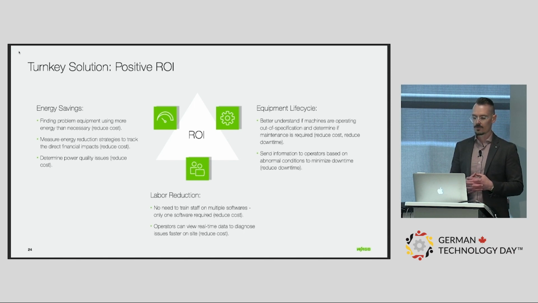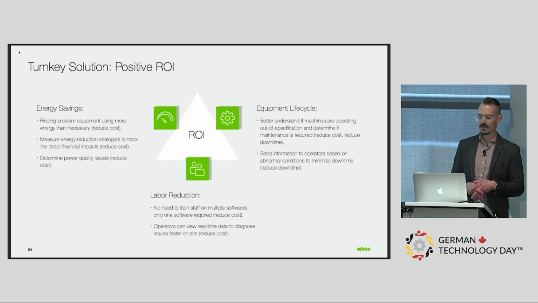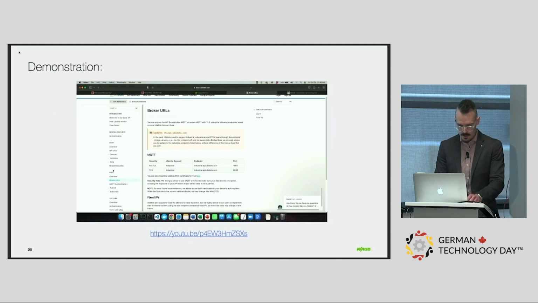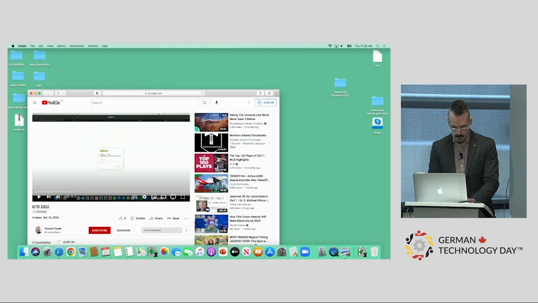We wanted to look at labor reduction, so if we only have to train people on 1 or 2 softwares as opposed to operating a SCADA system, operating this, operating that, putting all these different things together, how do we make this as simple as possible? And then equipment lifecycle, basically being able to send information to the operators to minimize the risk of downtime and reduce costs. So now I'm going to switch to my video.